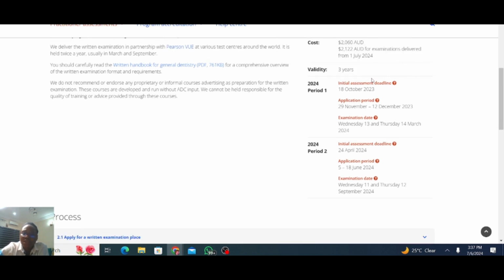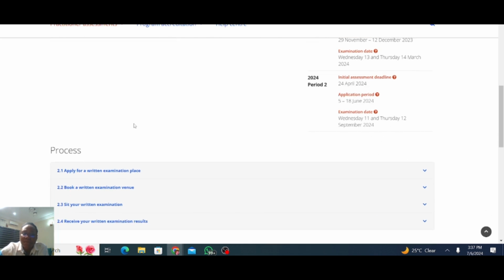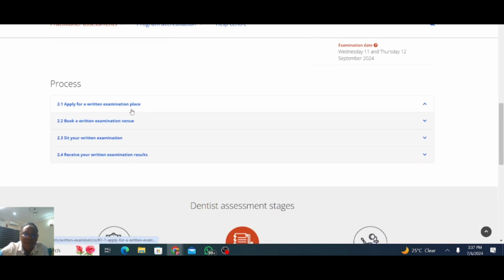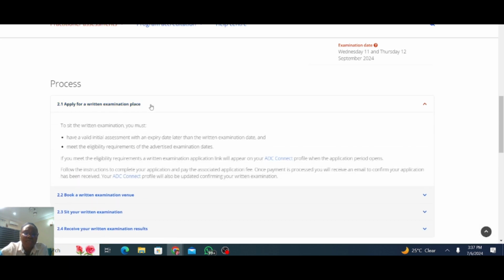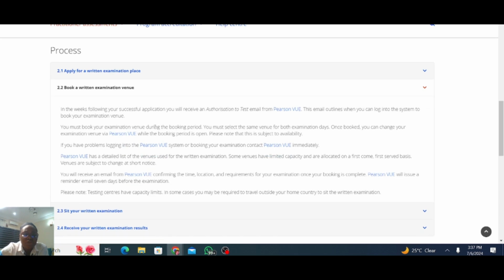And once you're done with your written exam, it's going to last for 3 years. Do you understand? So that is it. So for this year, 2024, this is the date for the examination. It was already September. So what is the process to apply? Apply for a written exam place. To sit the written exam, you must have a valid initial assessment like earlier. Meet the requirements. So if you need requirements, that is it. Then you need to book a written exam venue.